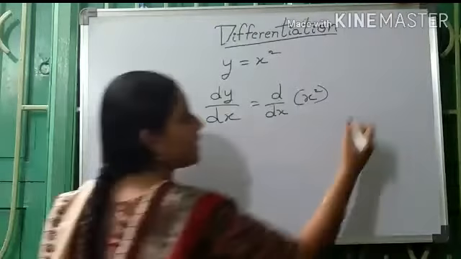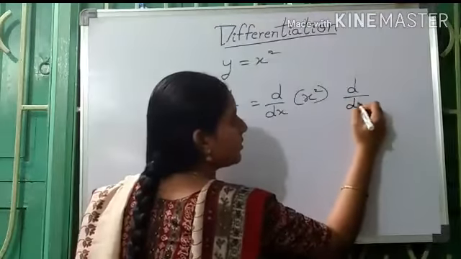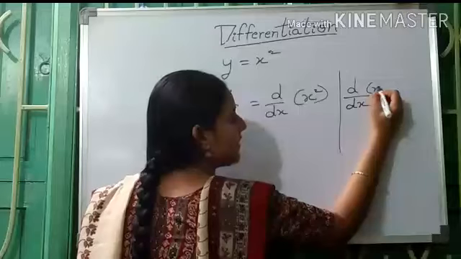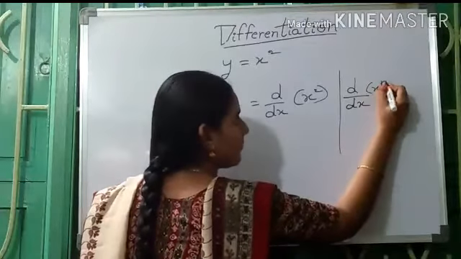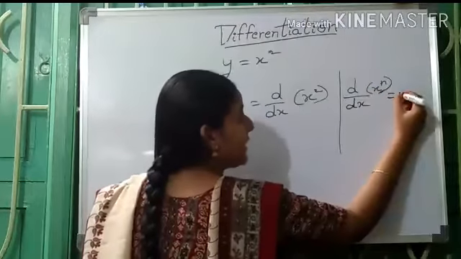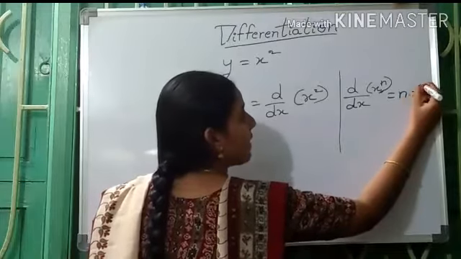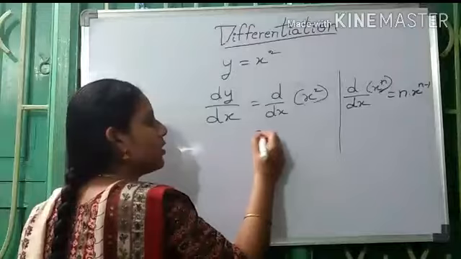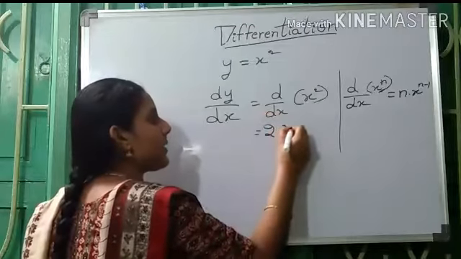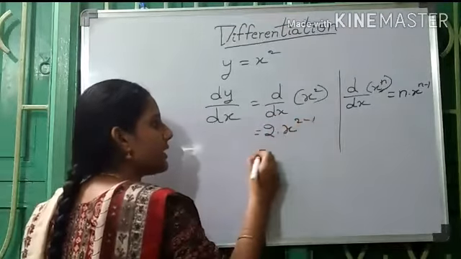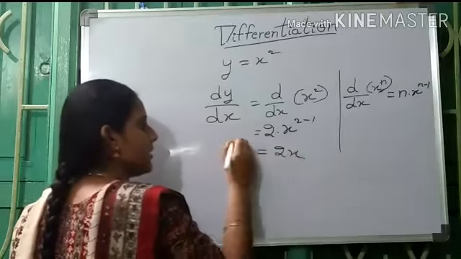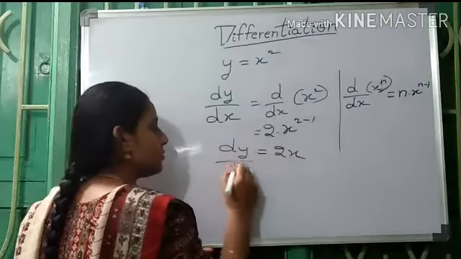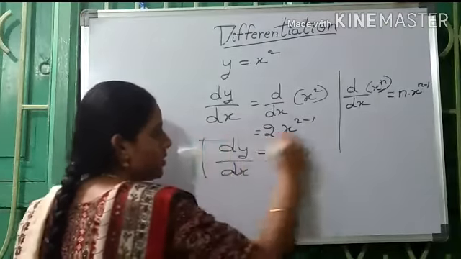The formula for d by dx of x power n is equal to n into x power n minus 1. So d by dx of x square is 2 into x power 2 minus 1, that is 2x. dy by dx is equal to 2x.